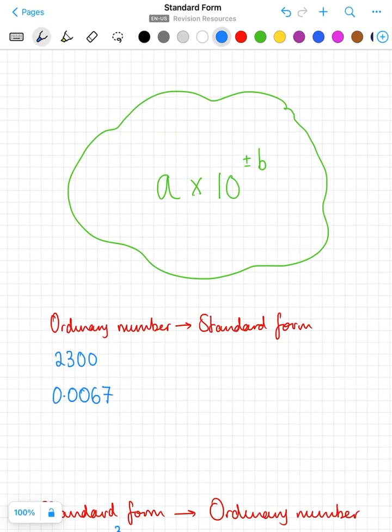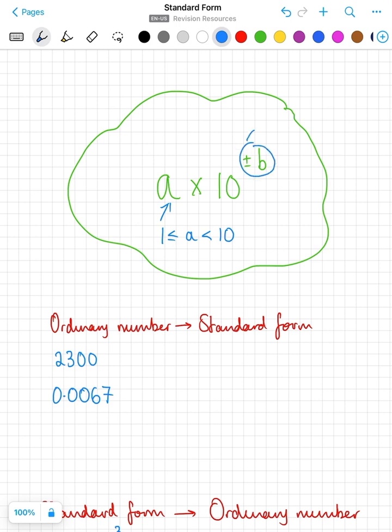Standard form will always be written as a, an integer or a decimal, times 10 to the power of another number. Now this a will always be greater than or equal to 1, but a value that's less than 10. That's the correct way to write a value in standard form. Times 10 to the power of.